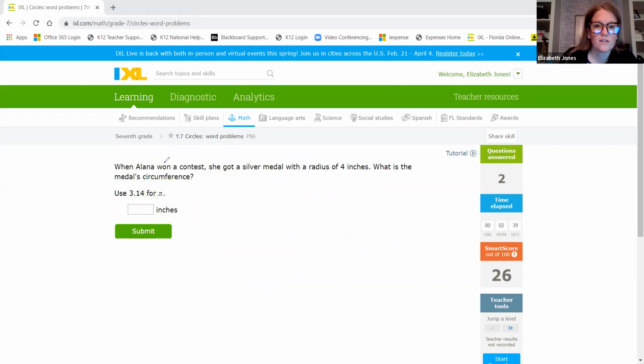When Elena won a contest, she got a silver medal with a radius of 4 inches. What is the medal's circumference? Okay, so this is great because we're going to be talking about diameter, radius, circumference, and area. So when we do circumference, we're doing 2. Remember, this is not squared. Before with radius, it's squared. But we're doing 2 times pi times the radius.